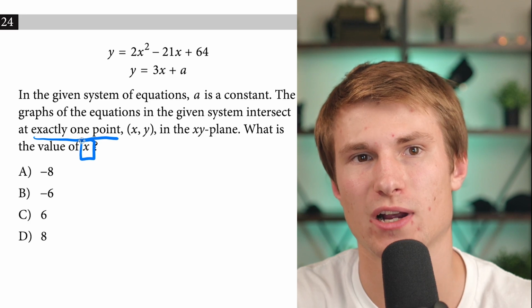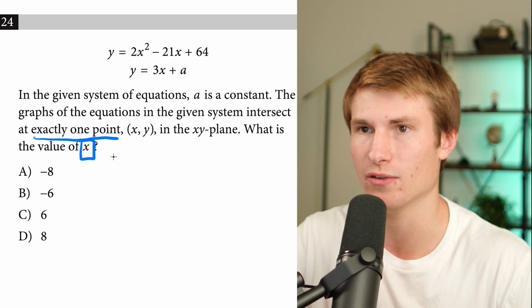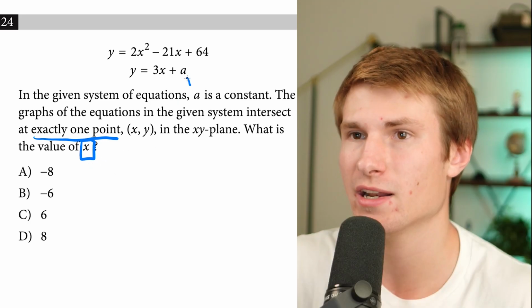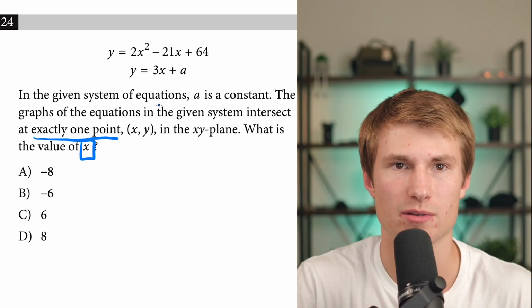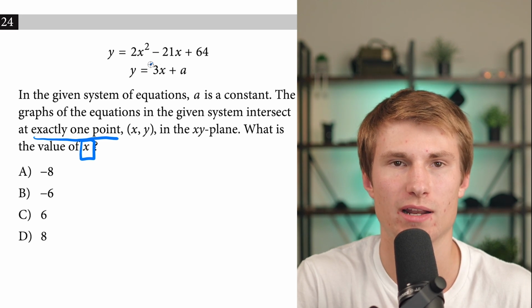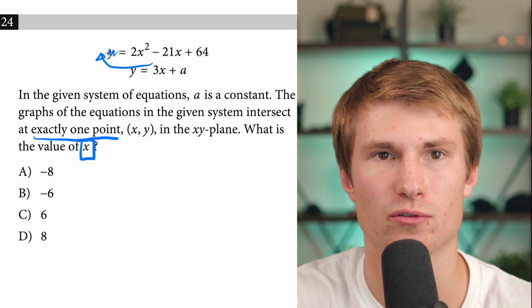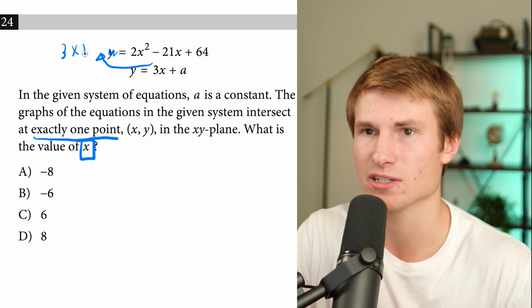Always pay close attention to what you're asked to answer with as well. In this case, it is the value of X. Okay, so that means we might not actually have to solve for A. We just need to solve for the value of X. All right, so immediately what jumps out to me is I have Y equals and Y equals. So I'm going to go ahead and substitute this 3X plus A over here for Y. And then I'm going to work to set it all equal to 0.